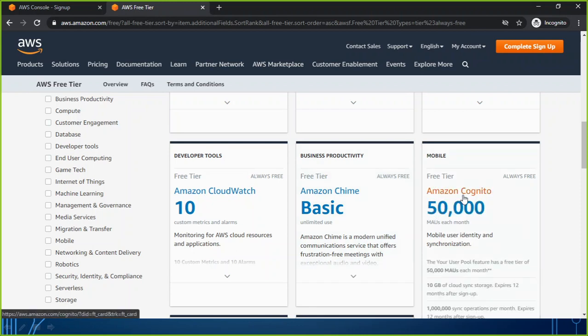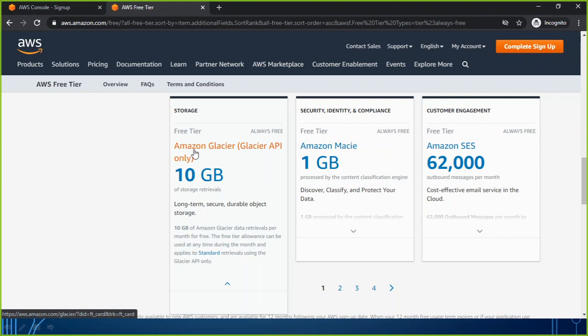Then we have Amazon Cognito, that's for mobile user identity and synchronization. It is also always free with the free tier. You have Amazon Glacier. Last session we talked about Amazon Glacier, where we keep our backup, where we keep our archivals. So Amazon Glacier gives you 10 GB storage, and it is always free. It doesn't have a limit that it will only work for 1 year or 2 years. So 10 GB Glacier you get there free for always.